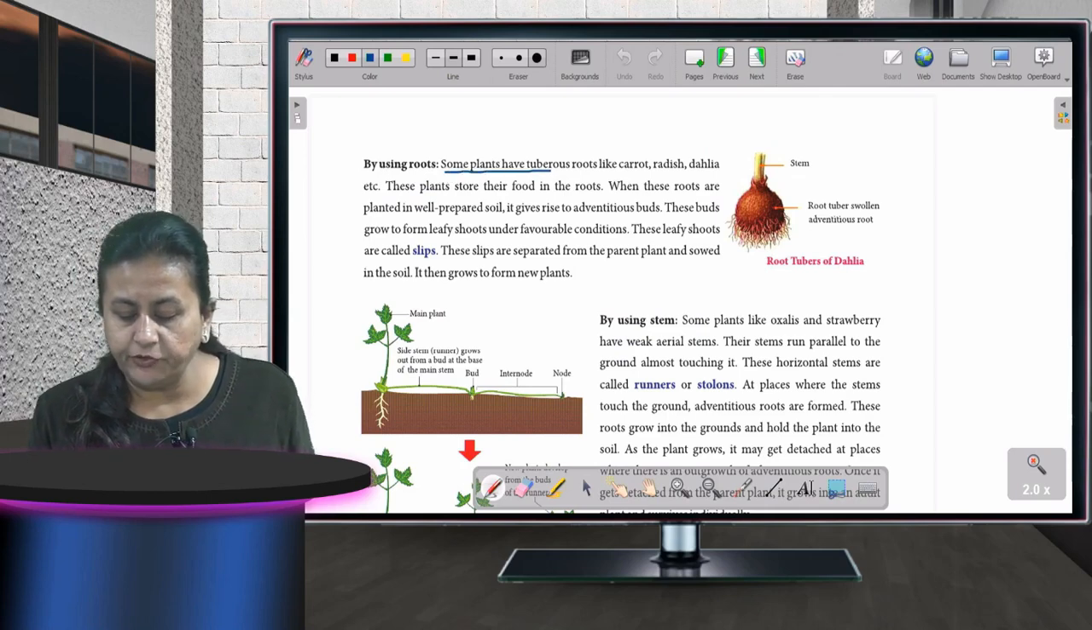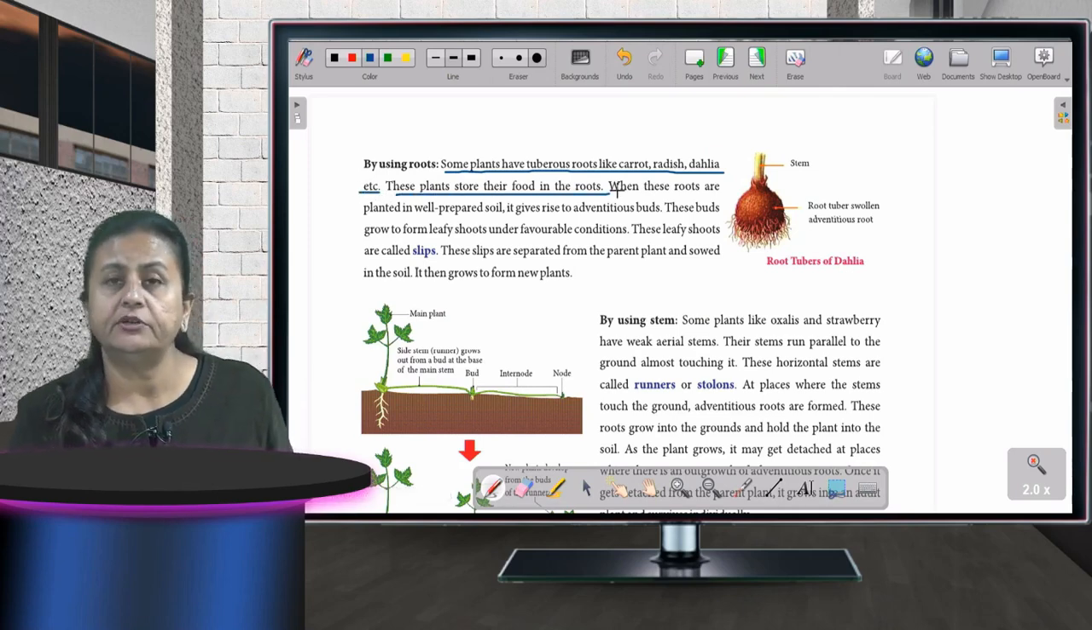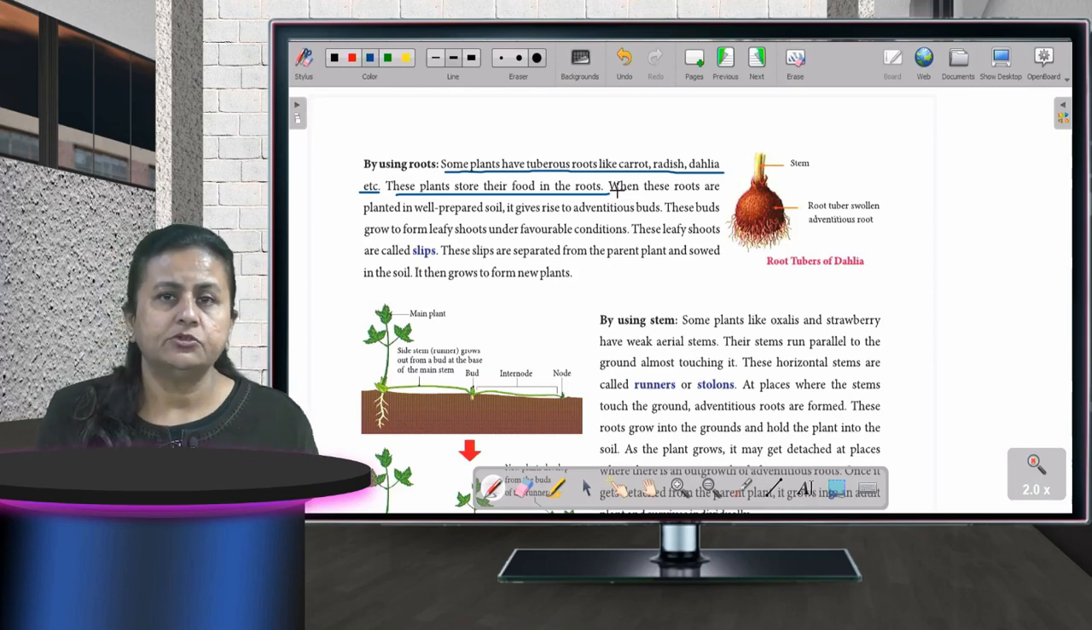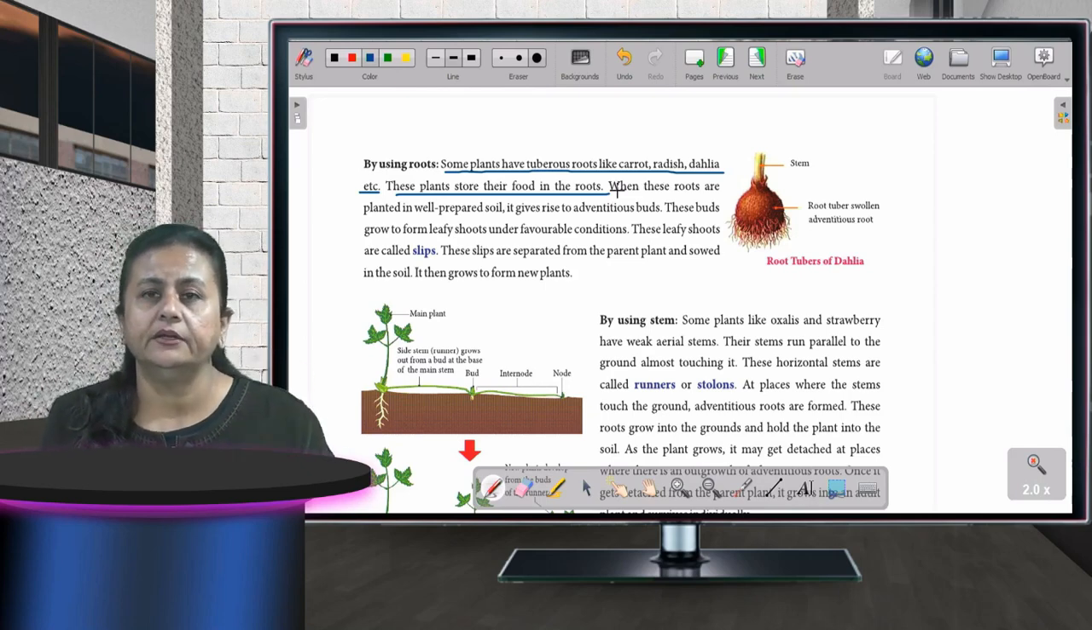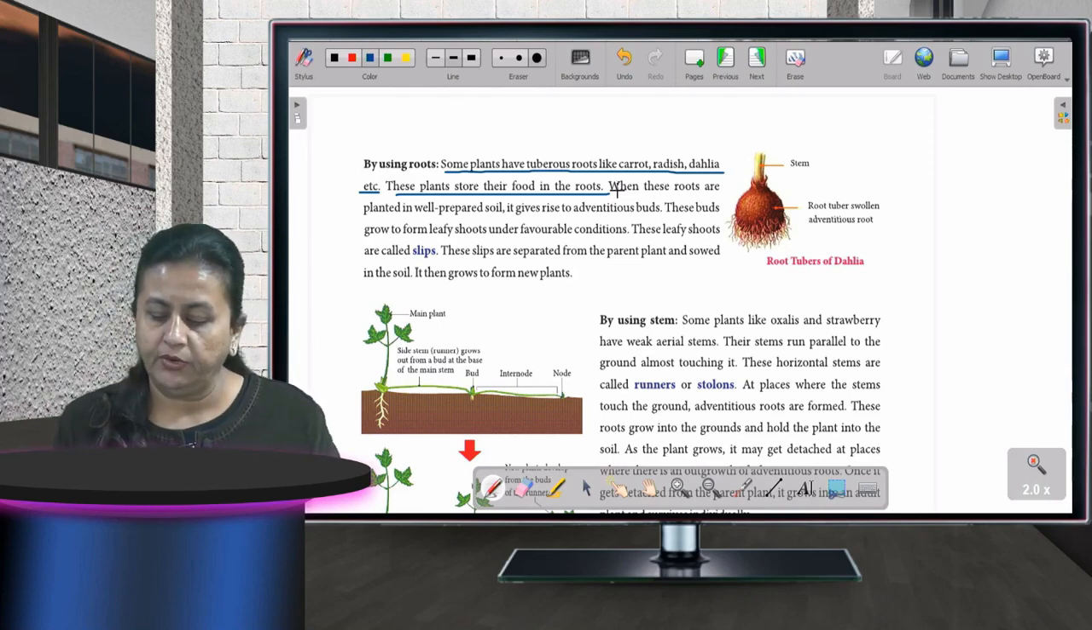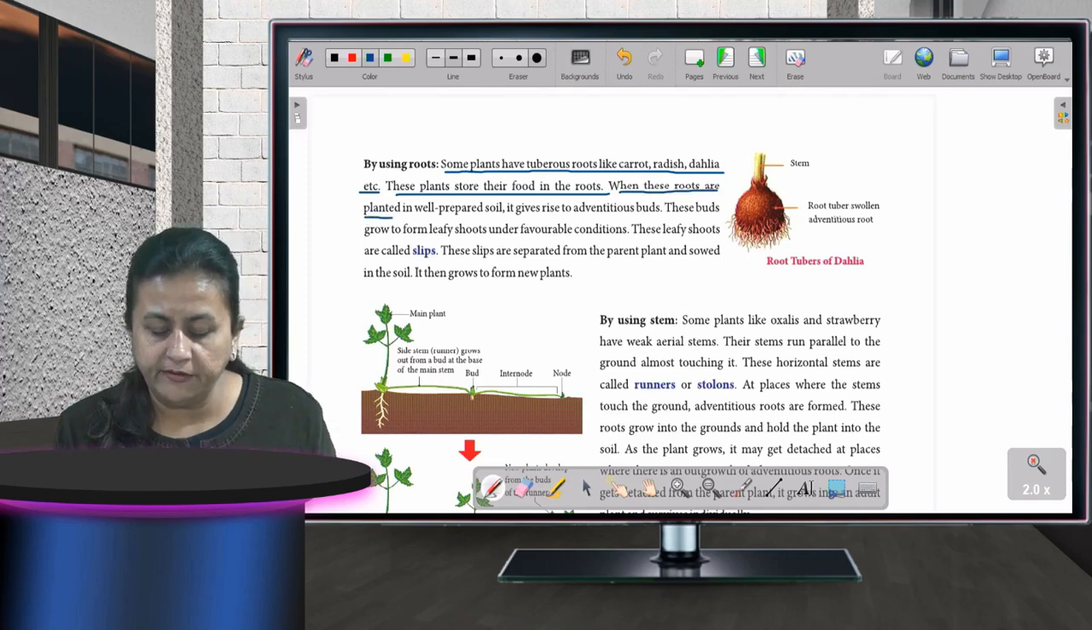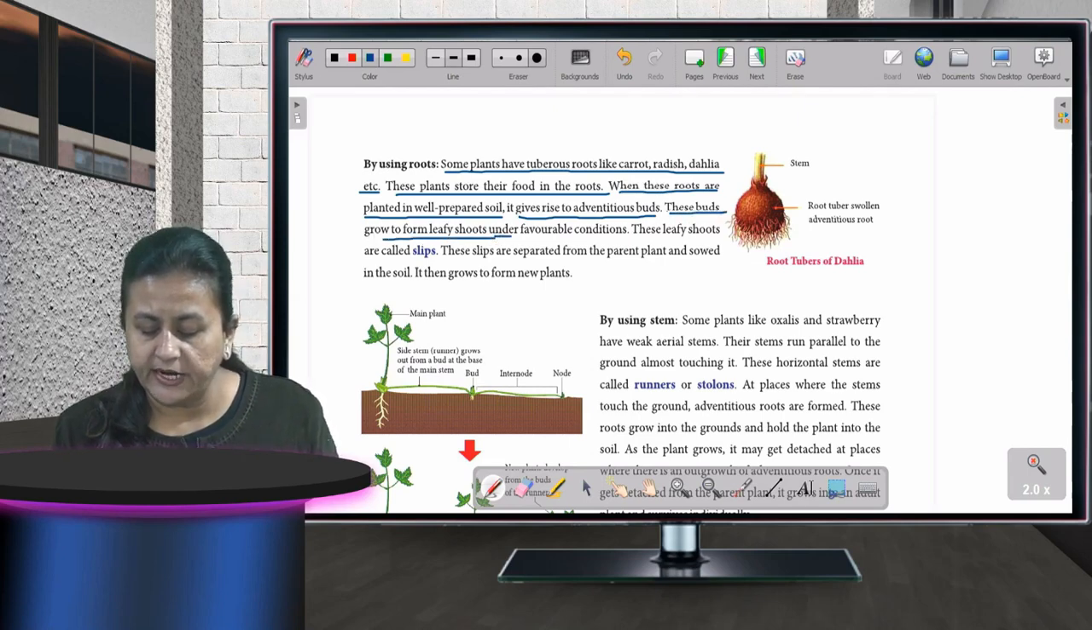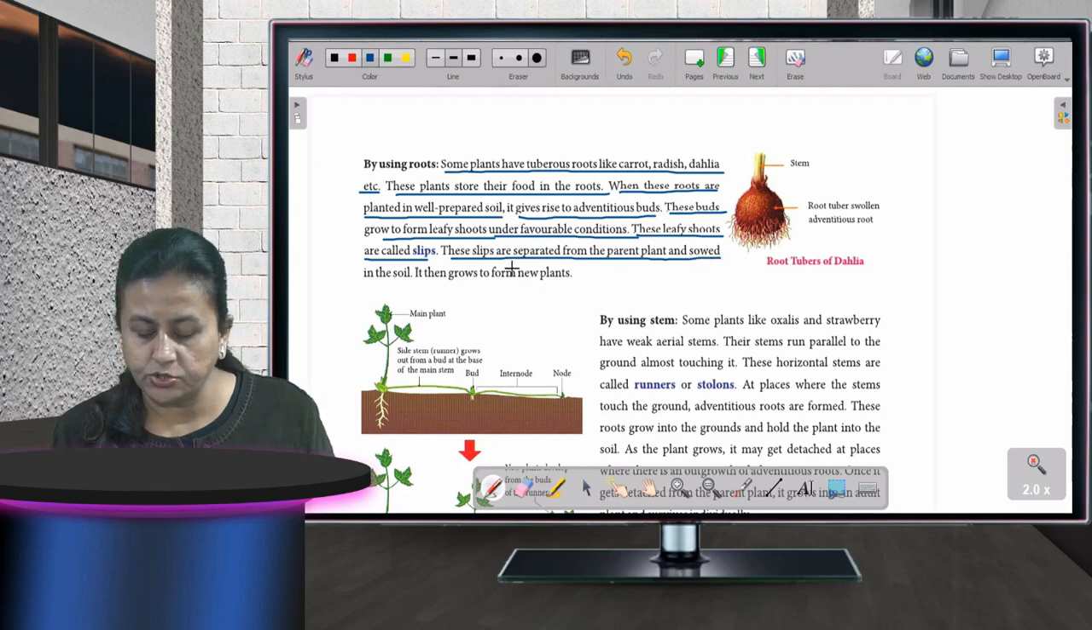Some plants have tuberous roots like carrot, radish, dahlia, etc. These plants store food in their roots. Children, have you seen the carrot? It's all swollen. The carrot grows under the ground and the root is all swollen because all the food is stored in it. When these roots are planted in well prepared soil, they give rise to adventitious roots. These buds grow to form leafy shoots under favorable conditions. These leafy shoots are called slips. These slips are separated from the parent plant and sowed in the soil.